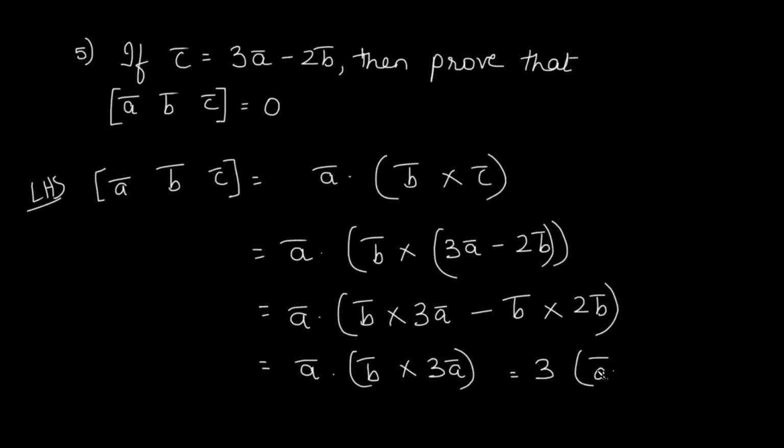That means we can write it as a box product over here. So we write over here A, B and A. Now A and A being equal vectors, the box product becomes 0. So we get 3 into 0, which is 0 in this case. Thus we solve the sum.